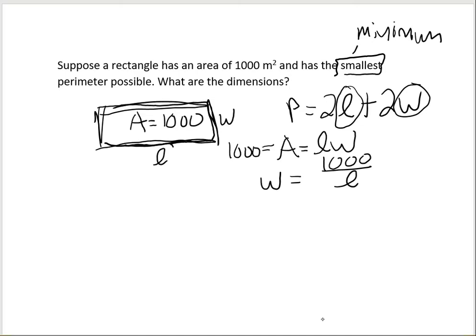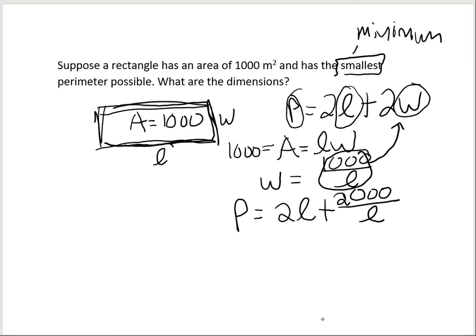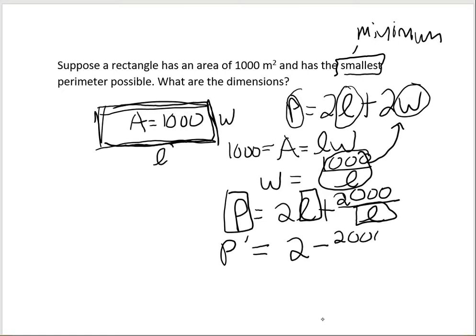So we can take that and plug it into our perimeter equation, giving us 2L plus 2,000 over L, just by plugging in 1,000 over L for W. And now that's all in terms of one variable. You have L on one side, and the other is just P. So we can minimize this by taking the first derivative. You get 2 minus 2000 over L squared.